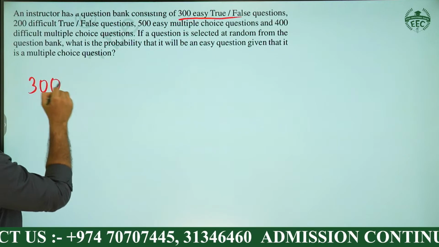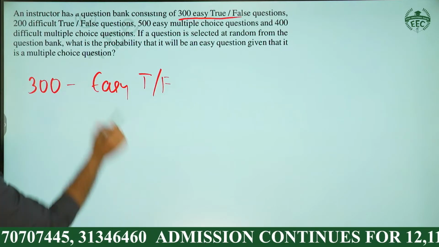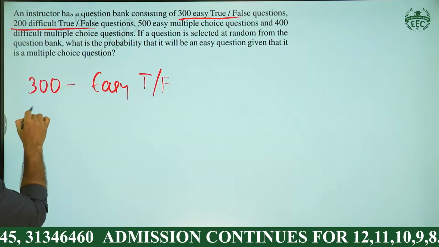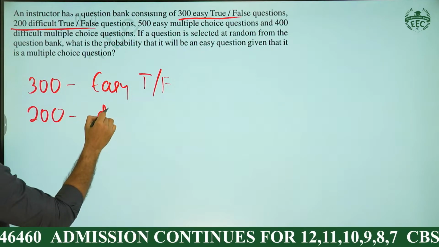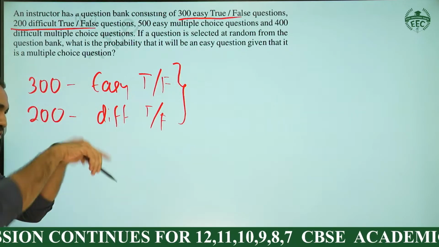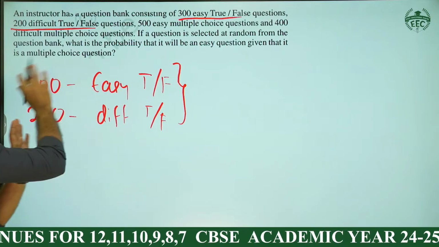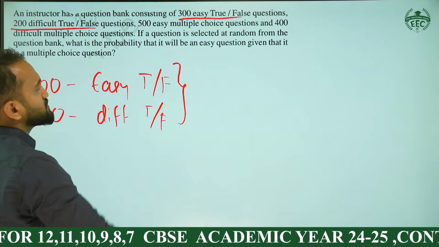Let me write this for you. 300 easy true or false questions. Now, 200 difficult true or false questions. So altogether, how many true or false questions? It can be either easy or difficult. Altogether, I'm having 500 true or false questions.